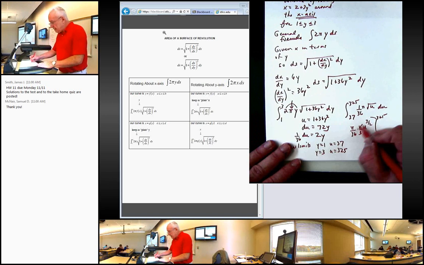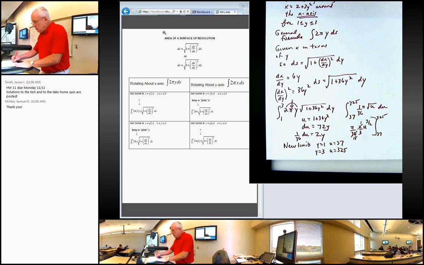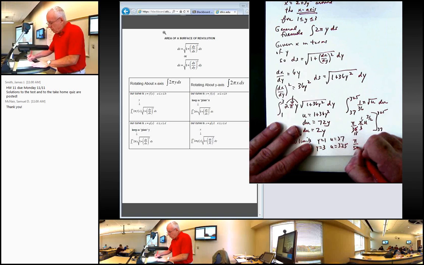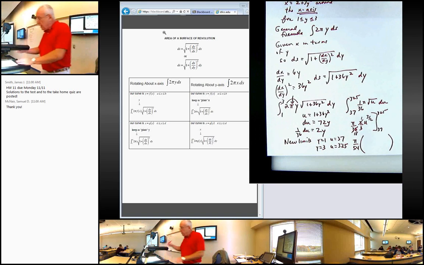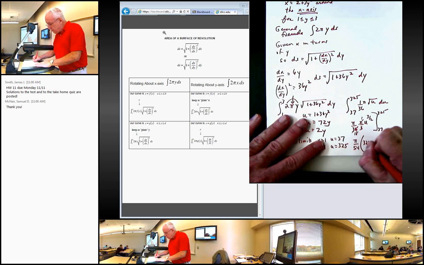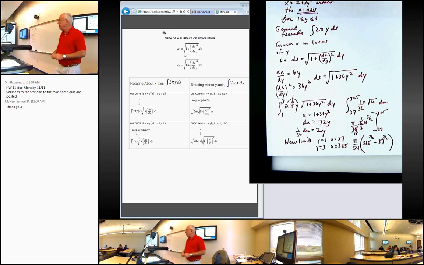Again, I can cancel out a 2 on the bottom here to get a 18. So I have pi over 54. And then the first term is going to be 325 to the 3/2 power minus 37 to the 3/2 power, like that. Okay? Just leave it like that.